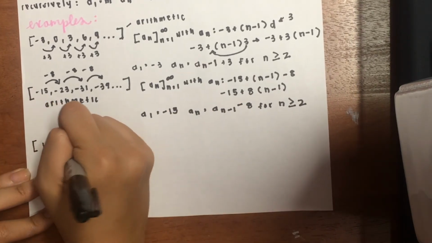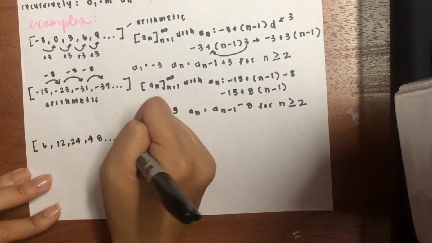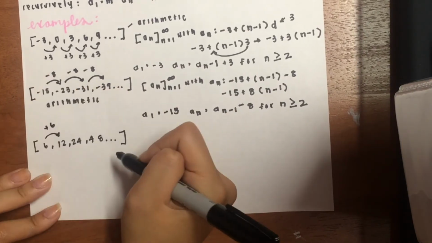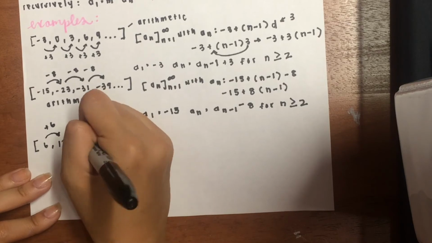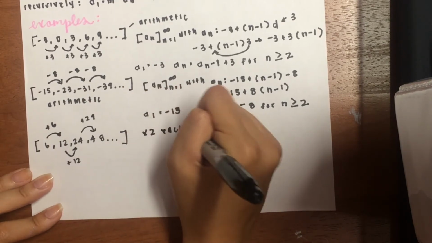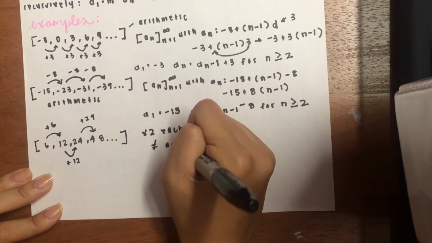Our next example is 6, 12, 24, and 48. You can get to 12 by adding 6, 24 by adding 12, and 48 by adding 24, which shows that this is not an arithmetic sequence and rather a geometric sequence.